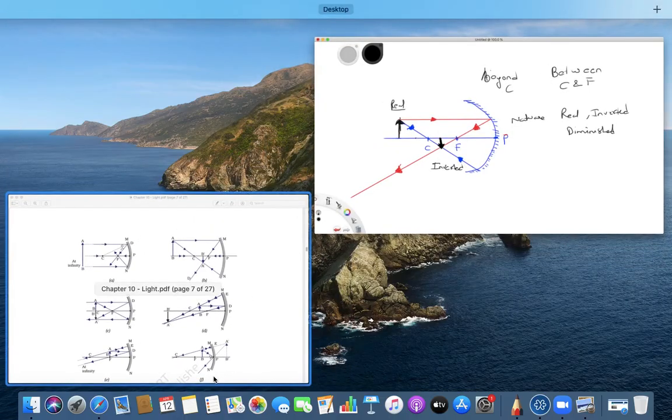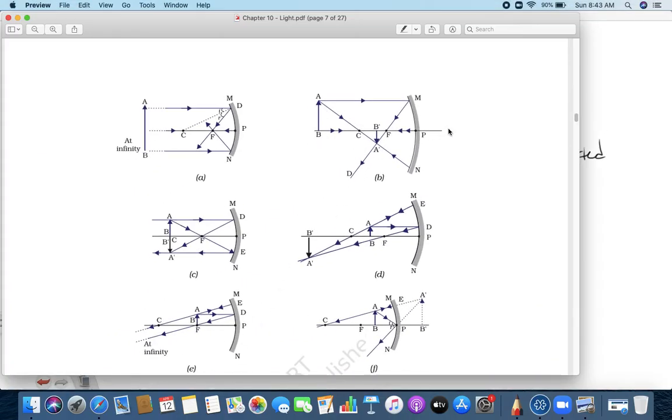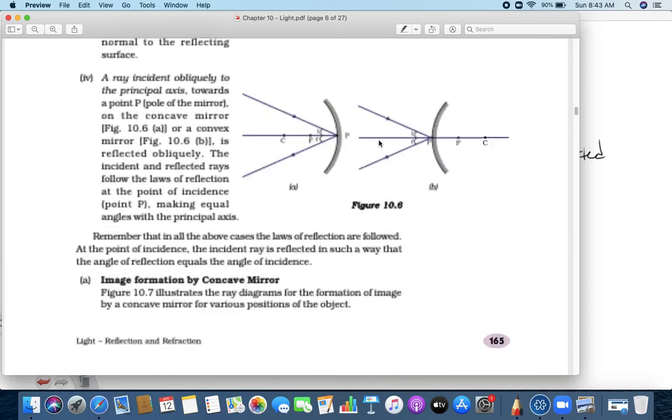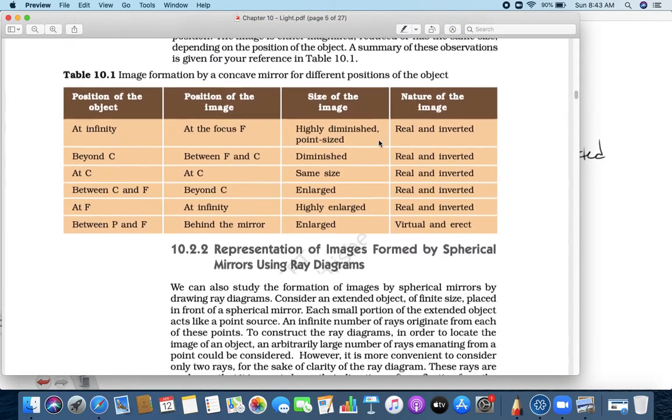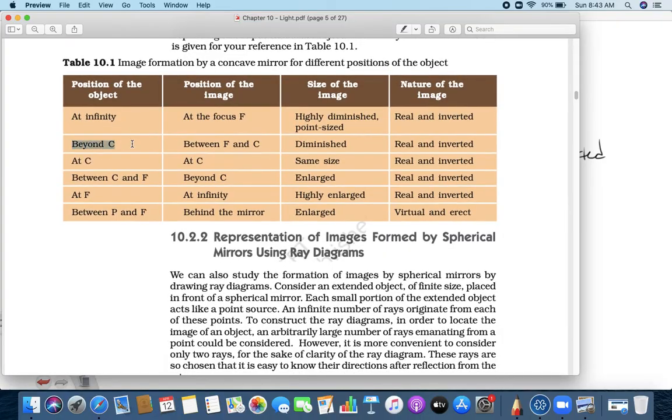Let me show you it in our textbook. See the B case. When you put your object beyond C, you get your image between C and F. And now what our table tells you? Can you see the second case? Beyond C, between C and F, diminished, only diminished, not highly diminished, and real and inverted. It is easy to remember.